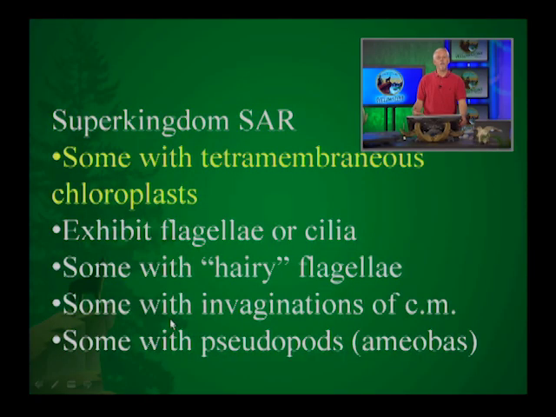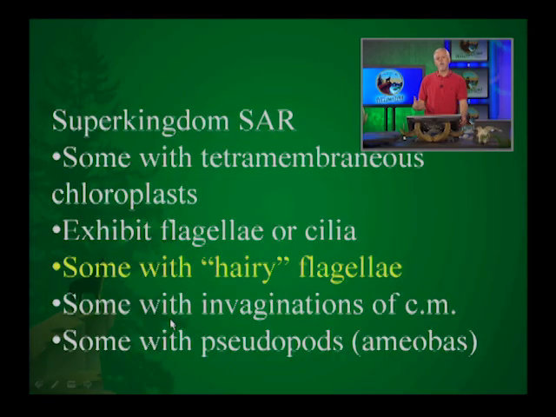Okay, now another of the four major superkingdoms that I want to move into next is the superkingdom SAR. And characteristics of the SAR is that some of them, those that have chloroplasts, will have what we call tetramembranous chloroplasts. So you may recall that a typical chloroplast has two membranes, an outer membrane and an inner membrane, and members of the SAR will actually have 4 membranes associated with the chloroplasts.